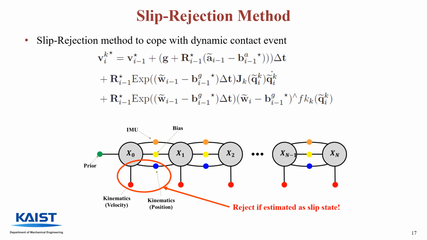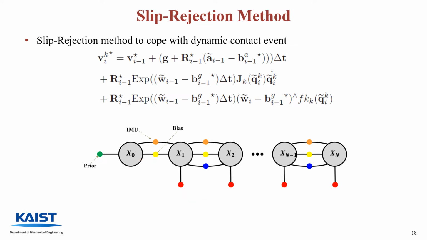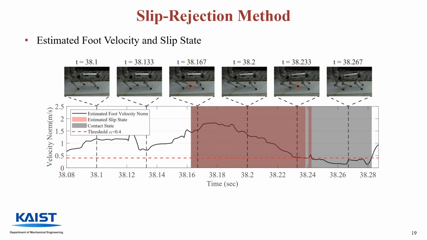To cope with this problem, we introduce a method named slip rejection. This is done by first estimating the foot velocity as the equation below, and if the norm of the velocity is over a certain threshold, rejecting the kinematics measurement. You can see from this graph that by using the estimated foot velocity norm, we can know when the foot is slipping, and this information is used to reject the kinematics measurements in the estimation algorithm as talked before.